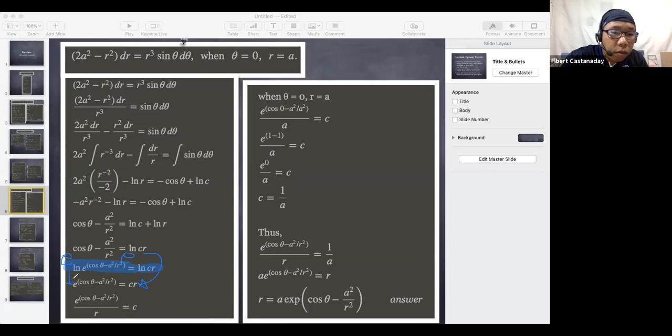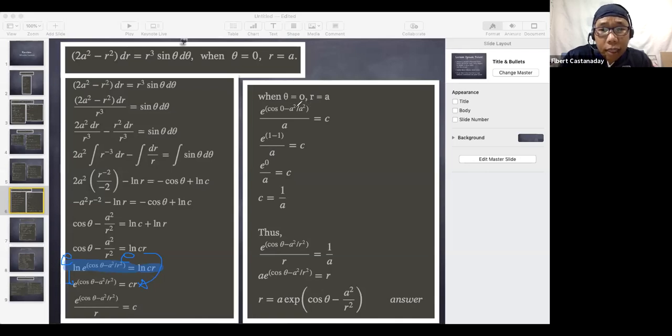Okay, clear tayo? And the next step is we express this equation so that we can isolate C, since we are after solving the arbitrary constant because of the given condition. Now that we have written the equation into this format, then we plug in the initial conditions, theta is equal to 0 and r is equal to a. So we plug it in here. So you have cosine theta, theta is equal to 0. So cosine of 0 minus, you have a squared over r squared, and r is equal to a. So r squared becomes a squared.